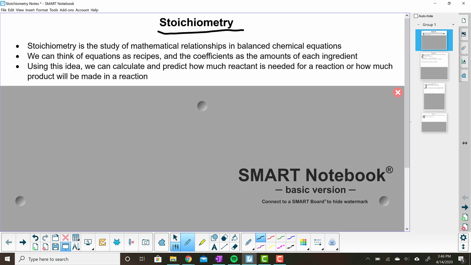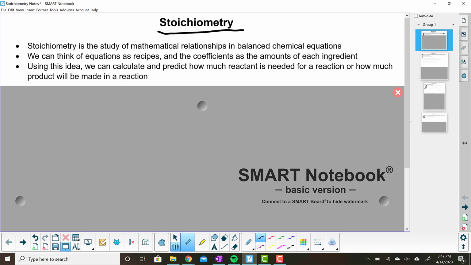So let's go ahead and get into it. What is stoichiometry? Well, it is the study of mathematical relationships in a balanced chemical equation. You remember I've told you this whole year that everything we're doing builds on itself. Well, this unit is the epitome of everything we've been doing all year. It combines chemical reactions, our last unit, with the mole, with conversions, sig figs, everything comes together in this unit.